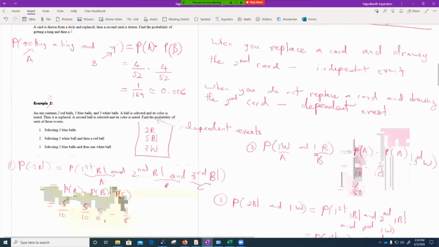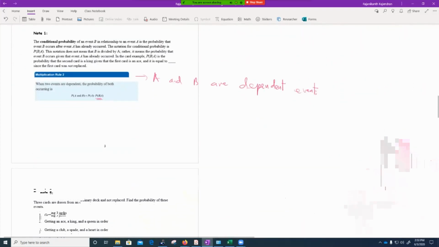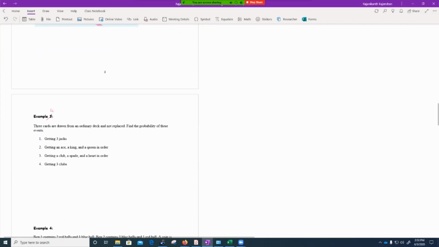Okay, so this is going to be example 4. What is example 4? 3 cards are drawn from an ordinary deck and not replaced. Whenever you are not replacing, it is always going to be a dependent event. So getting a probability of one event definitely will affect another. So find those probabilities. So let's do this.